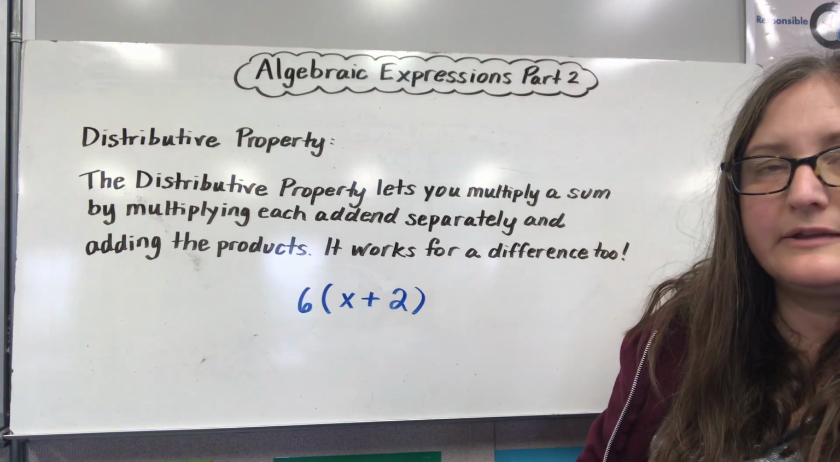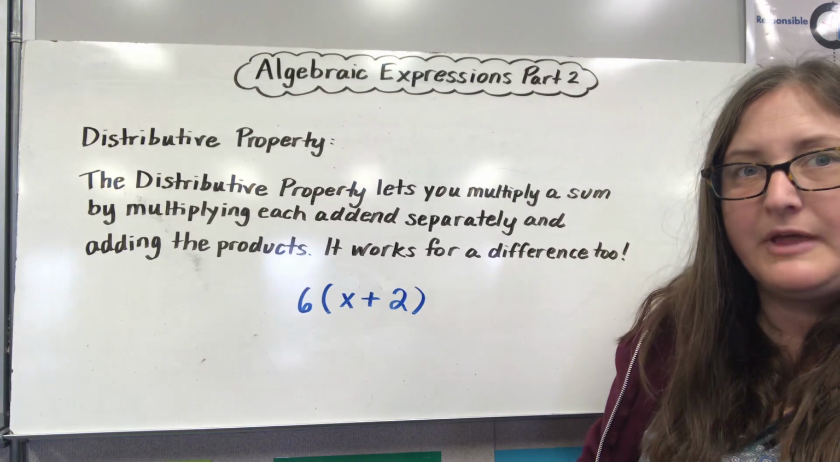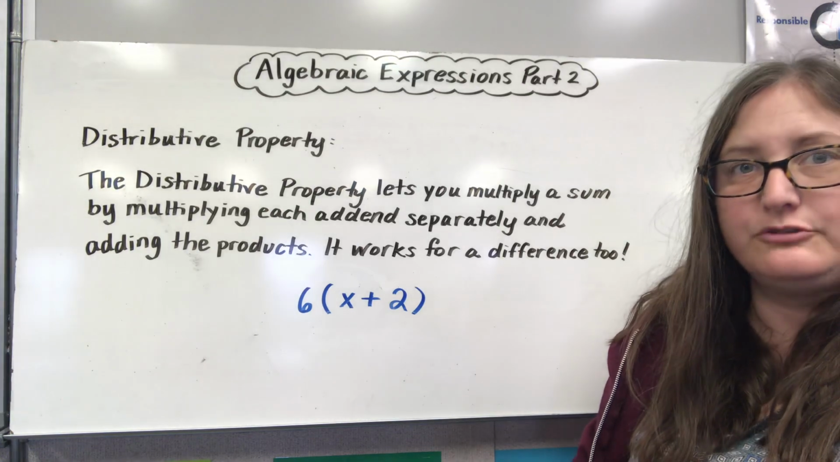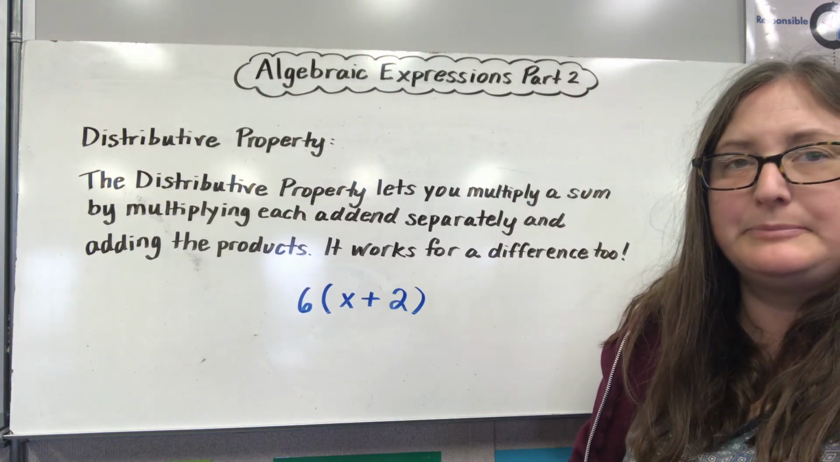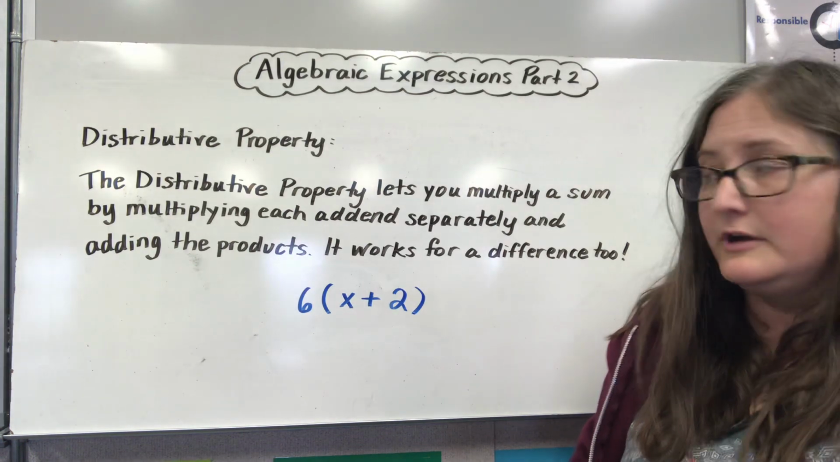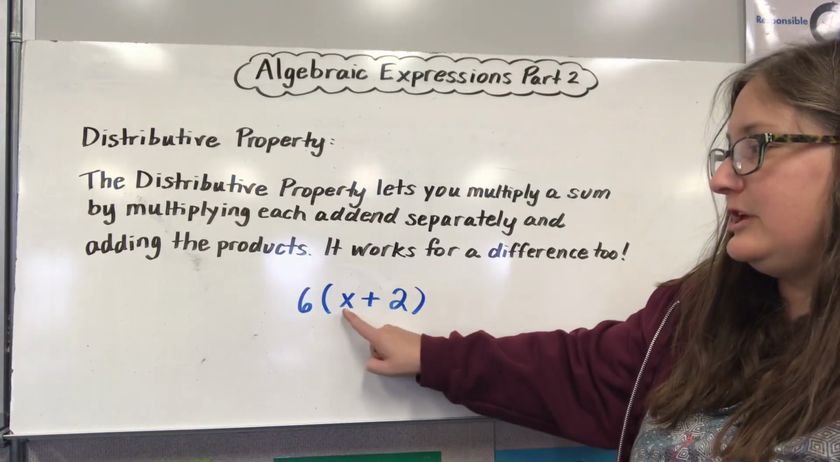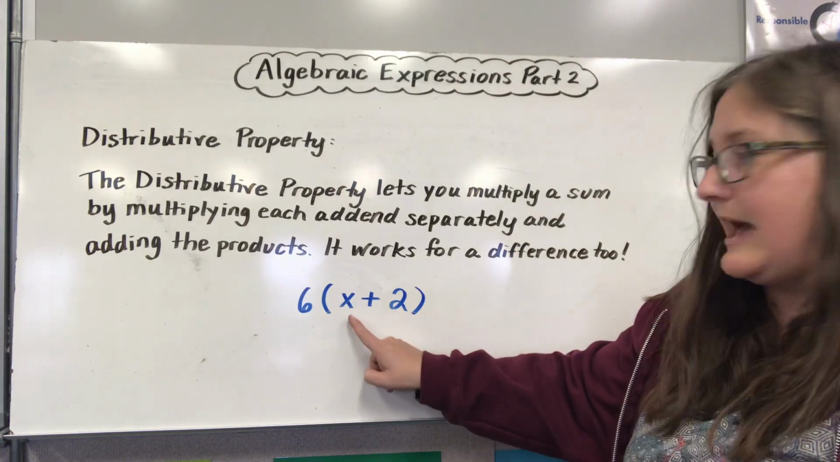This is Algebraic Expressions Part 2, and we're going to be taking a look at the distributive property. The distributive property lets you multiply a sum by multiplying each addend separately and then adding the products together. So basically, here is our addition problem, and each part of the addition problem is called an addend.